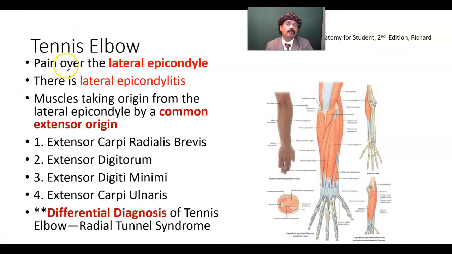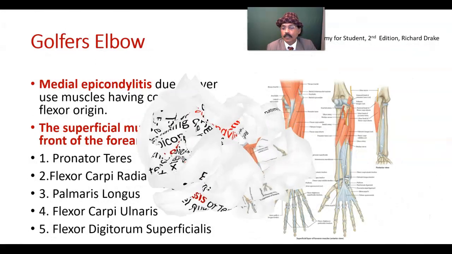So tennis elbow: pain over the lateral epicondyle, usually at the lateral epicondyle, but it may go down. There is lateral epicondylitis, inflammation of the lateral epicondyle. This is the lateral epicondyle. Muscles taking origin from the lateral epicondyle by a common extensor origin are the extensor carpi radialis brevis, here, then the extensor digitorum, here. This is the extensor digitorum.